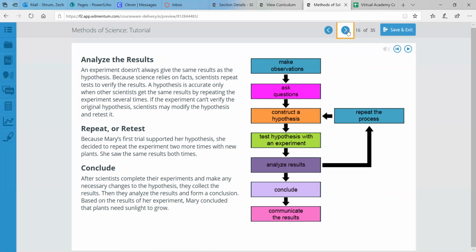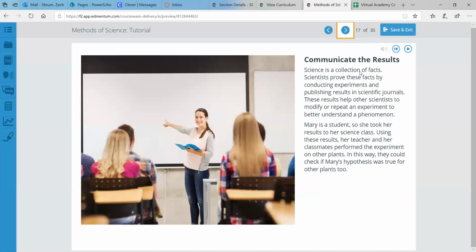And so Mary was able to conclude that plants need sunlight to grow. And science is a collection of facts. So scientists prove that these facts or ways of going about things are true by publishing results in scientific journals.